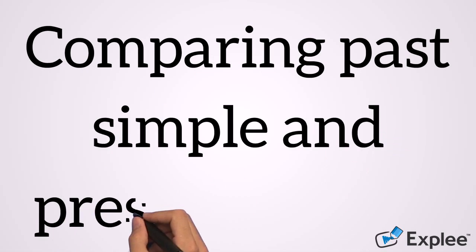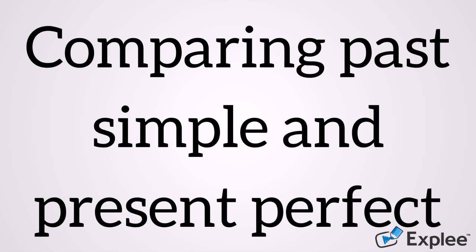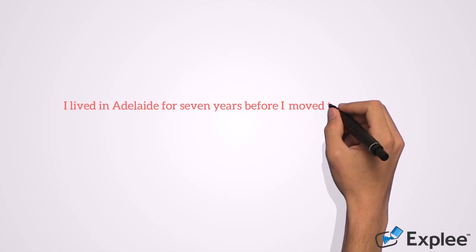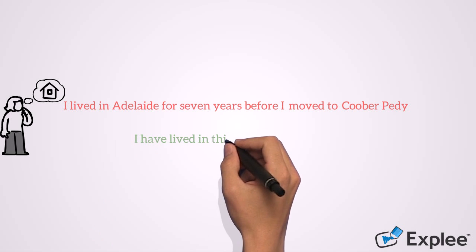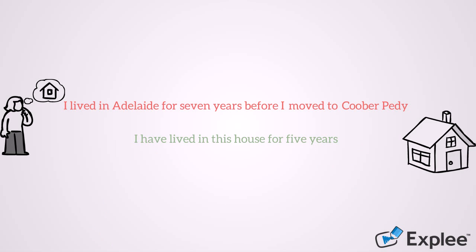Today we're going to look at when we use past simple and present perfect. Look at the two example sentences from the text. I lived in Adelaide for 7 years before I moved to Cuba PD. I have lived in this house for 5 years.